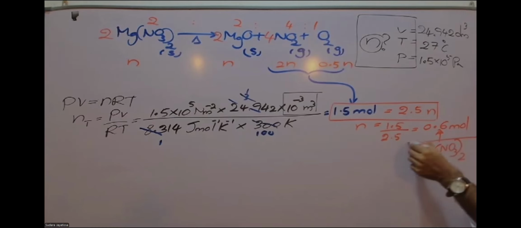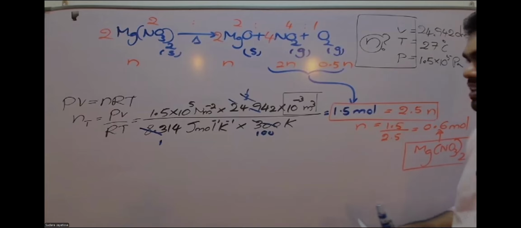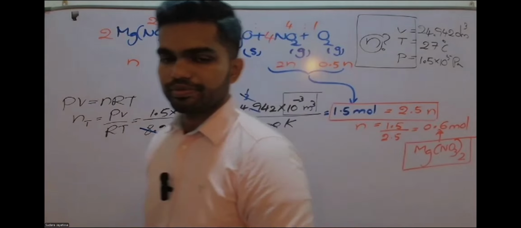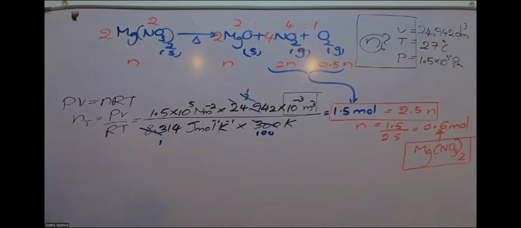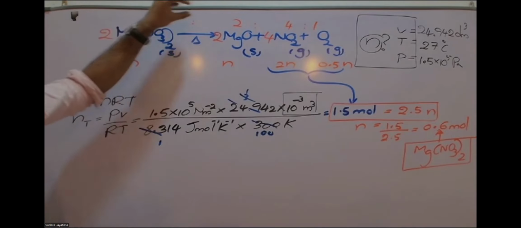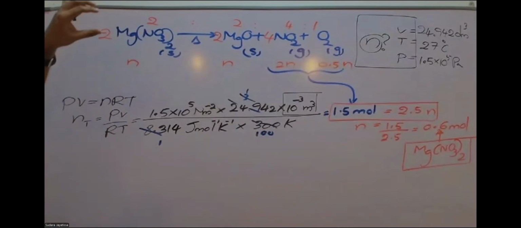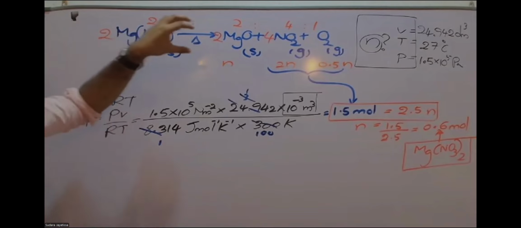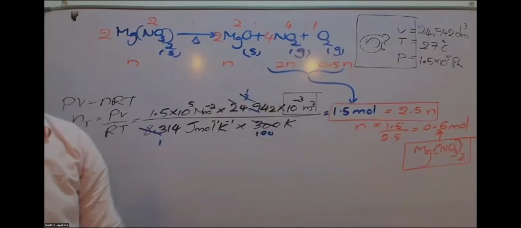So does anyone have any problem regarding the way I calculated? Anything to ask? Okay, just focus. So if I am having 2 here, I should get 2, 4, 1. So if I am having n here, then I should get n, 2n and 0.5n.